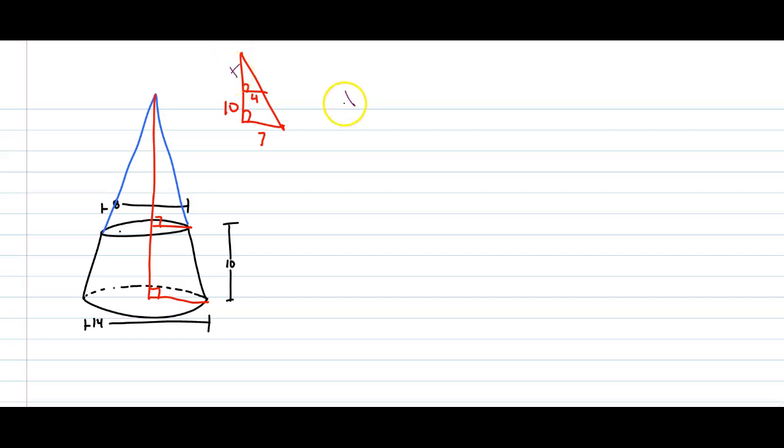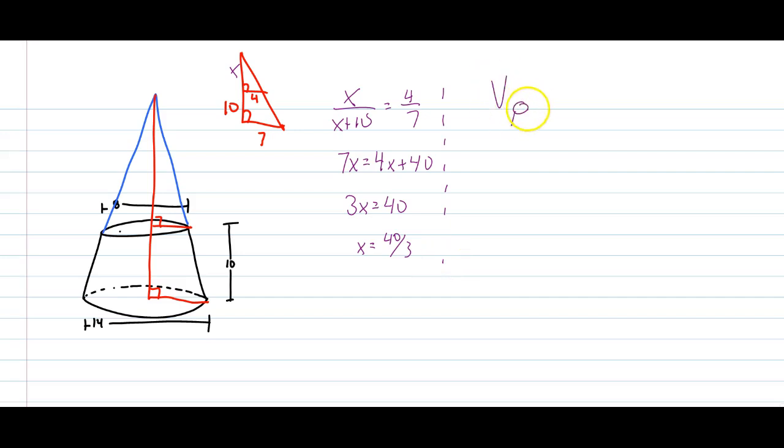So we could set up the proportion as x over x plus 10 is equal to 4 over 7. Cross multiply. 7x is equal to 4x plus 40. Subtract 4x from both sides and then divide by 3, so x equals 40 over 3. Now we're going to go straight to finding the volume because we have all the information we need. The volume of this frustum is equal to the volume of the big cone minus the volume of the small cone that was chopped off again.